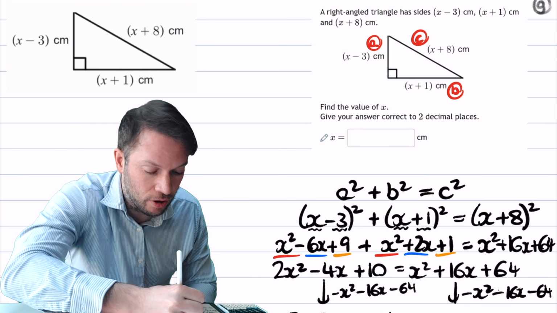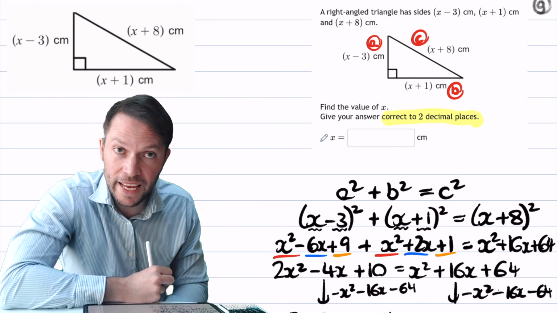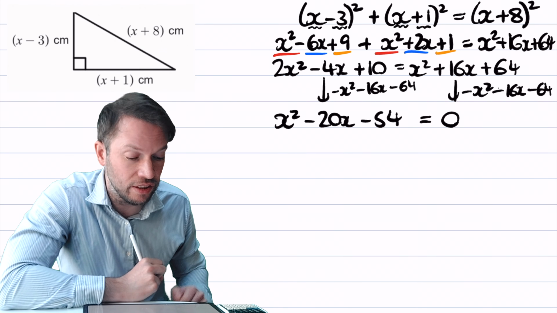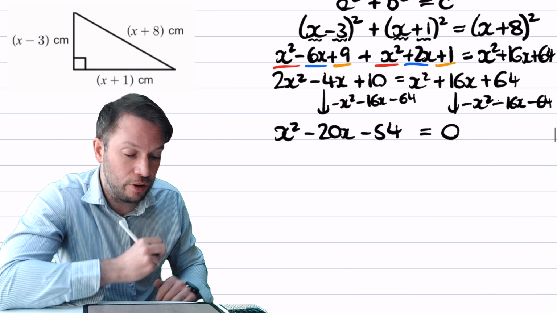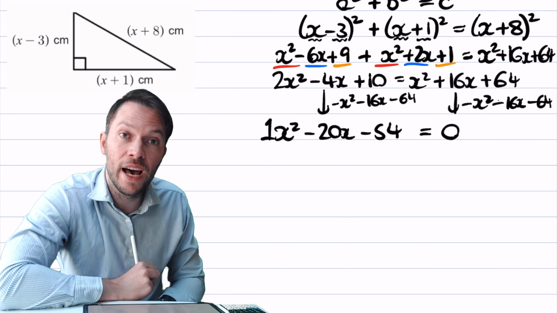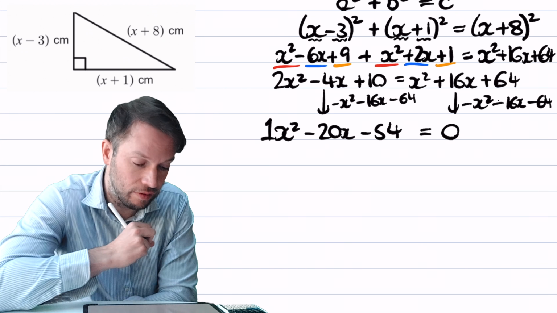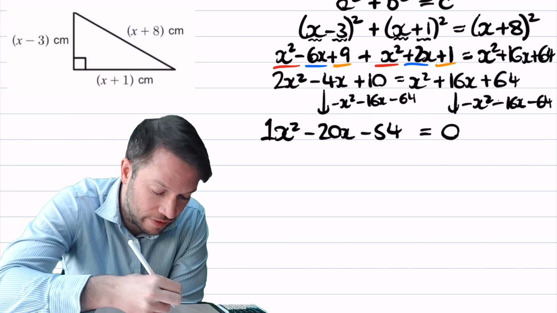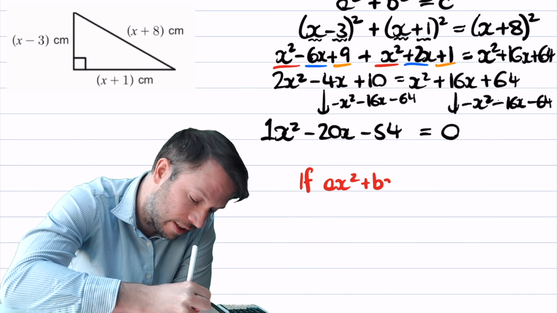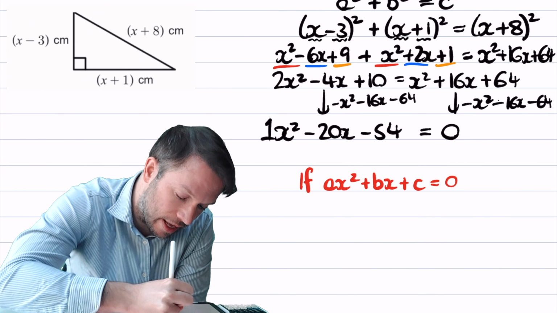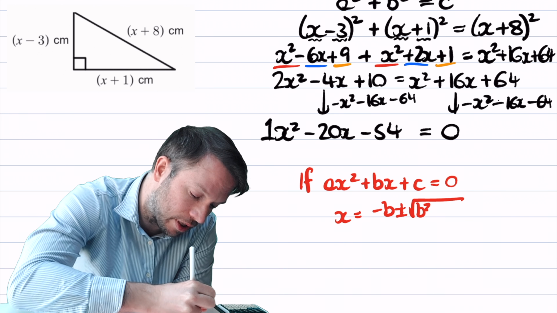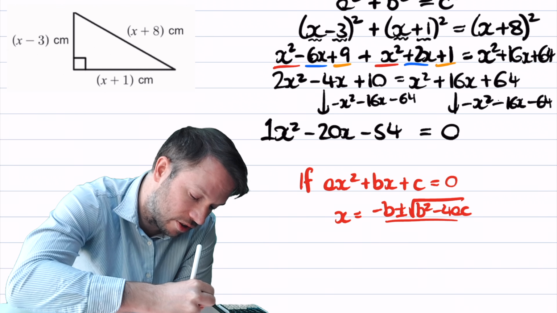Now the question says, give your answer correct to 2 decimal places. And that's a hint that this quadratic equation here doesn't factorize, that we don't have nice values, because it talks about decimals. Now, if you have a quadratic equation like x squared minus 20x minus 54, and it doesn't factorize, you've got to use the quadratic formula. And the quadratic formula is this. If you have ax squared plus bx plus c is equal to 0, then x is equal to minus b plus or minus square root of b squared minus 4ac, all over 2a.